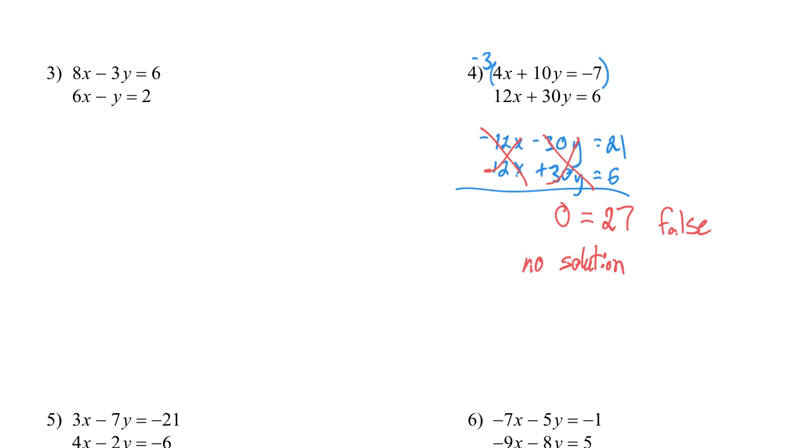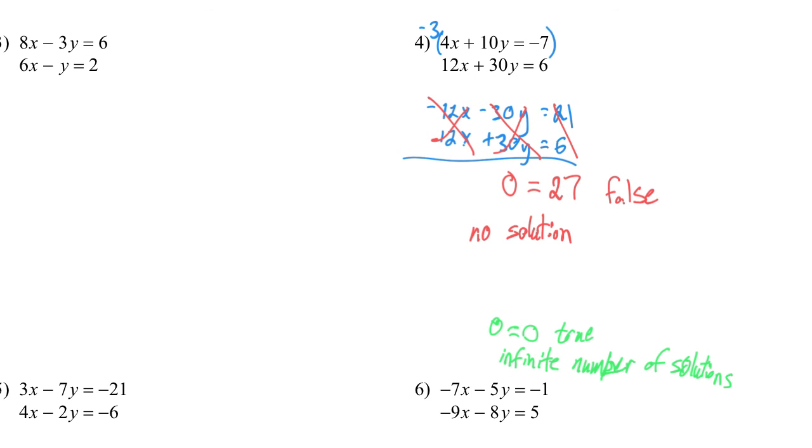If it had eliminated the numbers over here as well and got 0 equals 0, which there will be one on this assignment and on some of the others, then this is true, right? And if it's true, then there's an infinite number of solutions. So those are the two special things that can happen. You can get no solution if it's false, an infinite number of solutions if it's true.